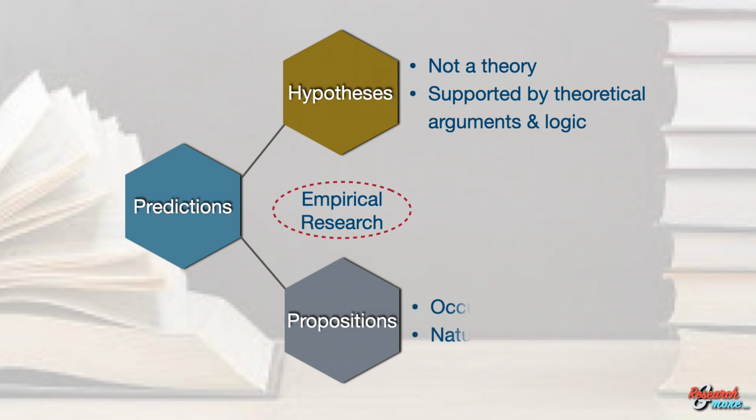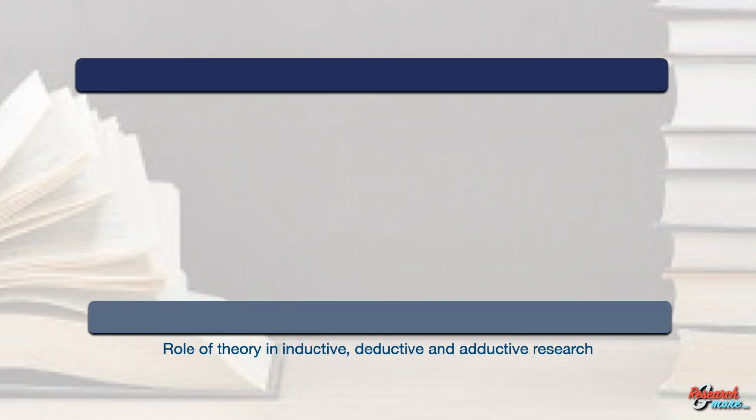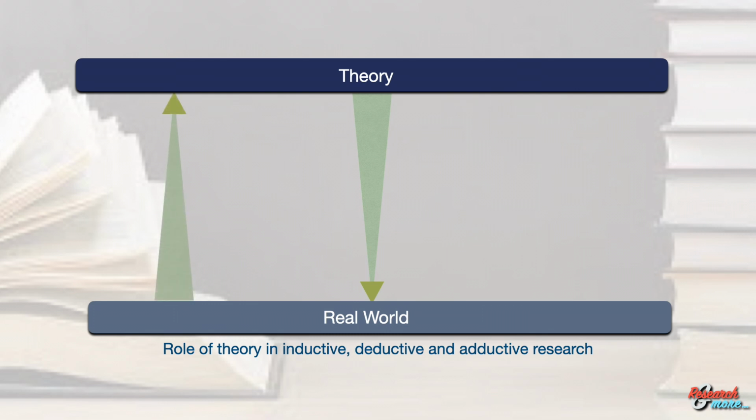Whereas proposition is used in qualitative research, inquiry essentially occurs in the field with actors and events happening in their natural settings. This diagram shows how theory is connected to the real-world phenomena through different types of research. It indicates that theory can inform reality or vice versa, reality can inform theory.